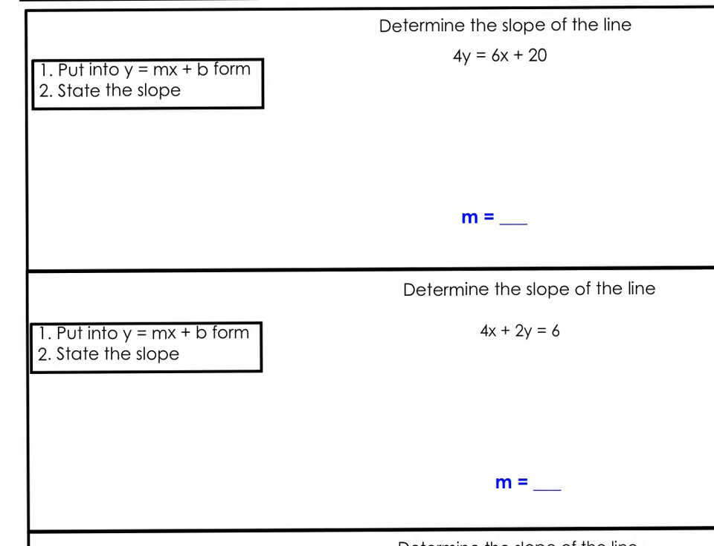So for this first one, you'll see we have 4y equals 6x plus 20. Now, the problem here is this. If you look very carefully, we got that stupid 4 there. So y is not by itself. And if y is not by itself, well, guess what? We got to get it by itself. So we are going to solve for y.